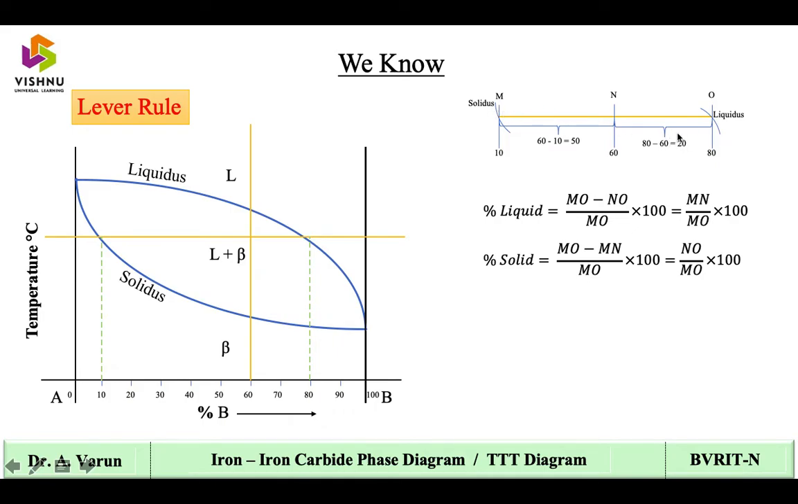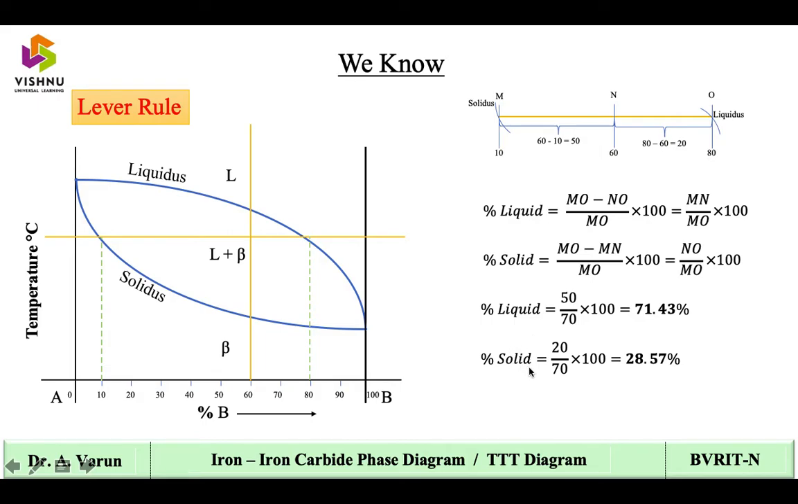This is for the liquidus. Why liquidus? Because for the liquidus you are supposed to take the opposite side. For the solidus, you take the opposite side, which is NO by MO into 100. So they are inversely proportional. With respect to this particular example, the liquid composition you got is 50 by 70 into 100, which is 71.43 weight percent of liquid present.